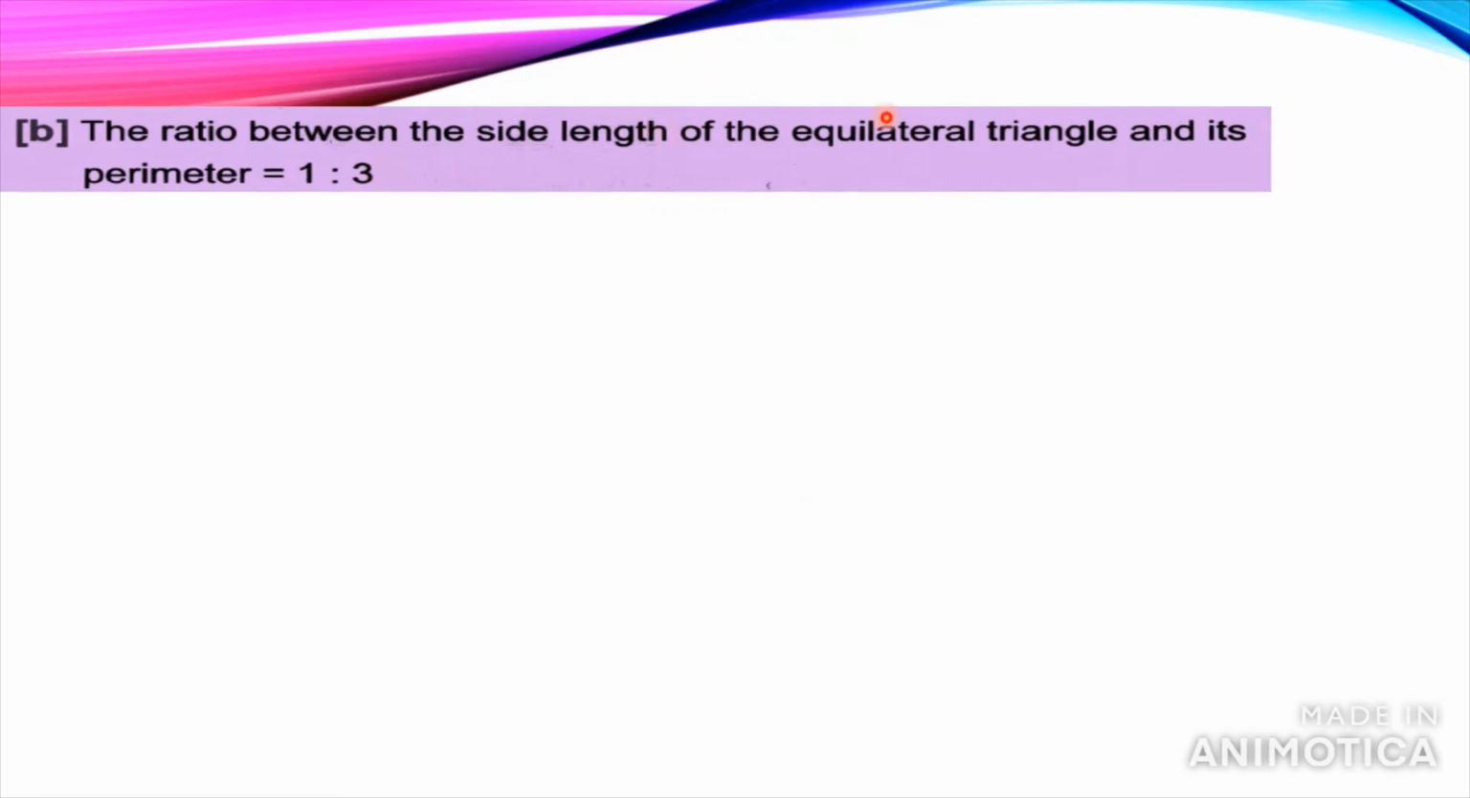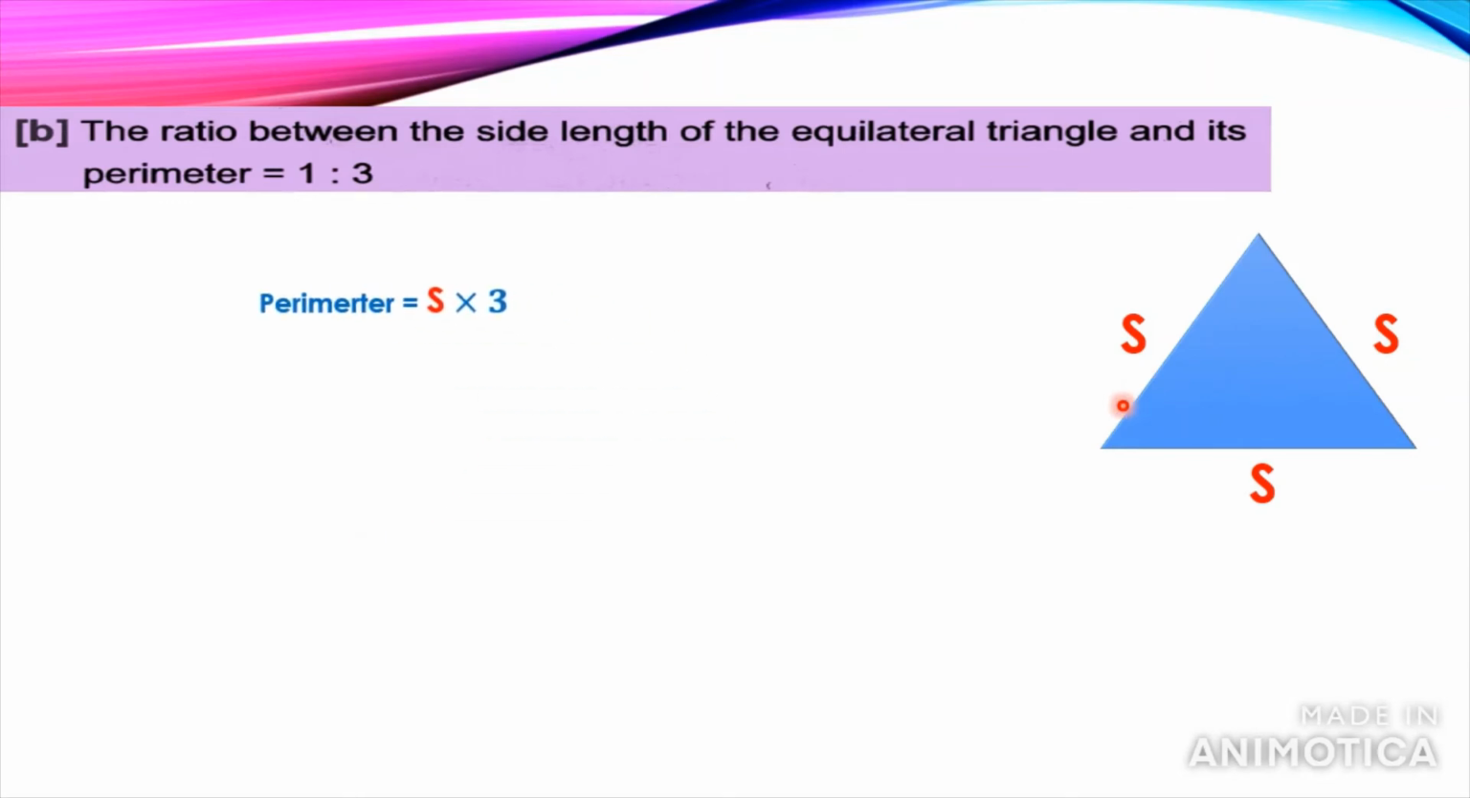Number B. The ratio between the side length of the equilateral triangle and its perimeter is 1 to 3. Let's find out. I have here an equilateral triangle. All its sides are S, so all its sides are equal.